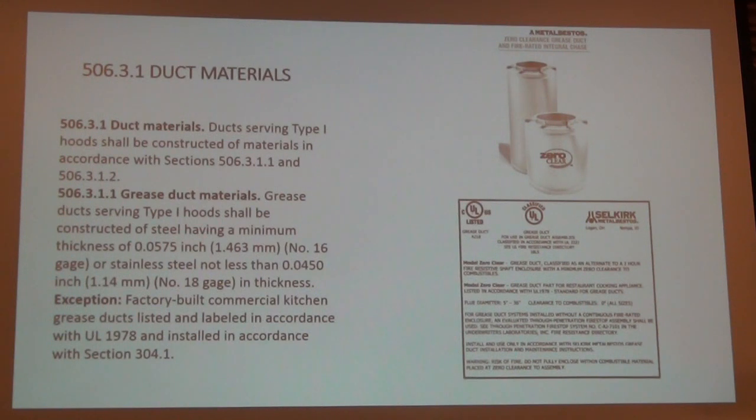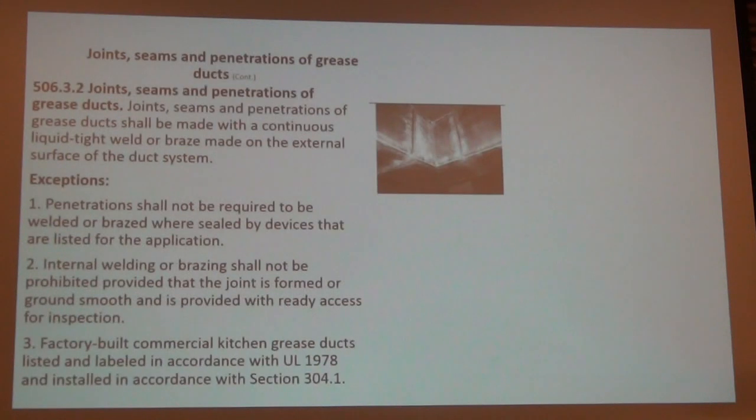If you can wait just a slide, Christel, I'll tell you what happens when you have an unlisted hood. I have one coming up. So that hood could be reused, but there are a lot of hoops they have to jump through. The joint seams and penetrations shall be continuous liquid weld or braze made on the external surface of the duct system. Then they give you a bunch of exceptions.